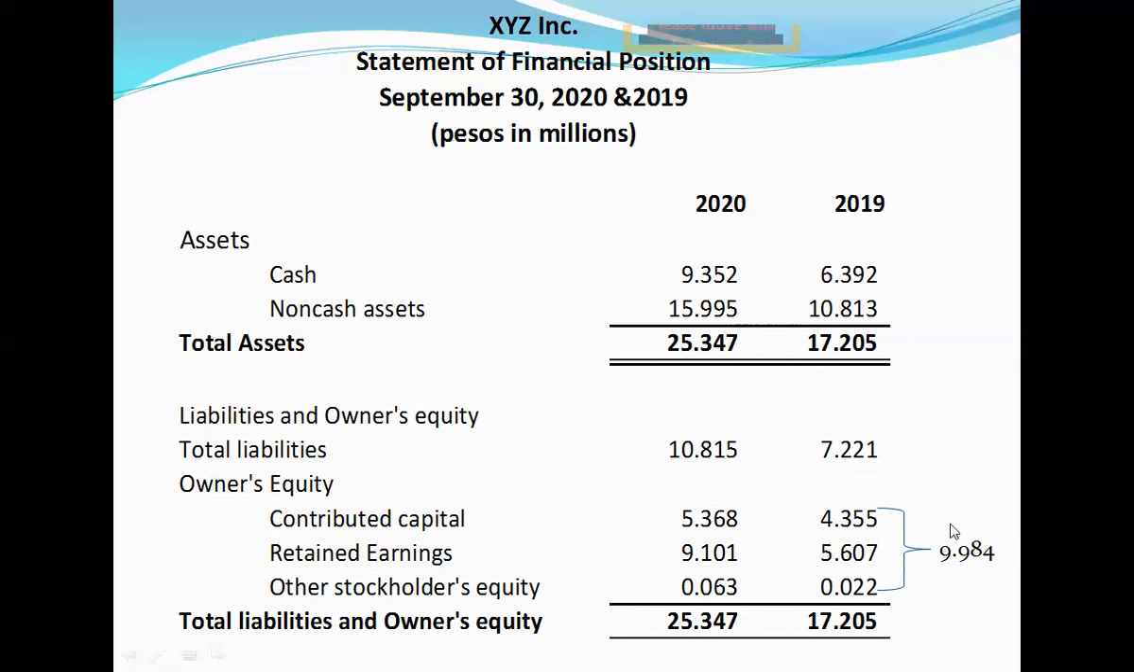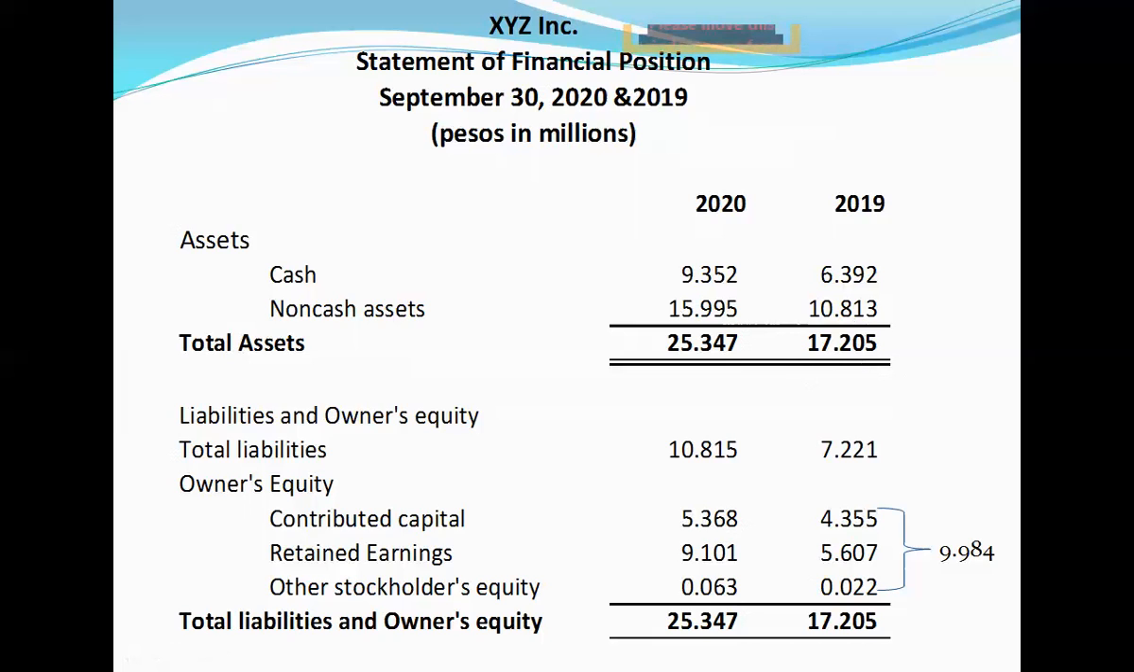And 9.984 million pesos from the shareholders. So the owner financing or the owner's equity consists of contributed capital, which is 4.355 million pesos, the retained earnings of 5.607 million pesos, and other stockholders' equity of 0.022 million pesos. So that's a total of 9.984 million pesos. So 7.221 million pesos from non-owners or liabilities plus the owner's equity of 9.984 million pesos is a total of 17.205 million pesos, and also the assets of the company, which is 17.205 million pesos.